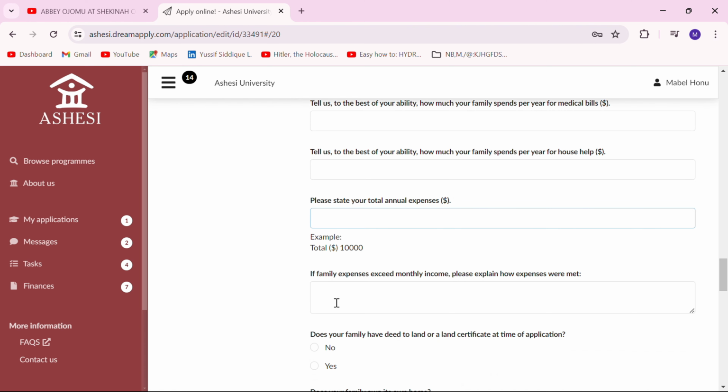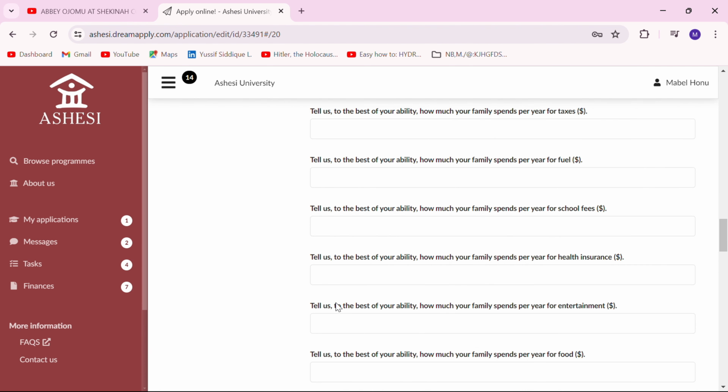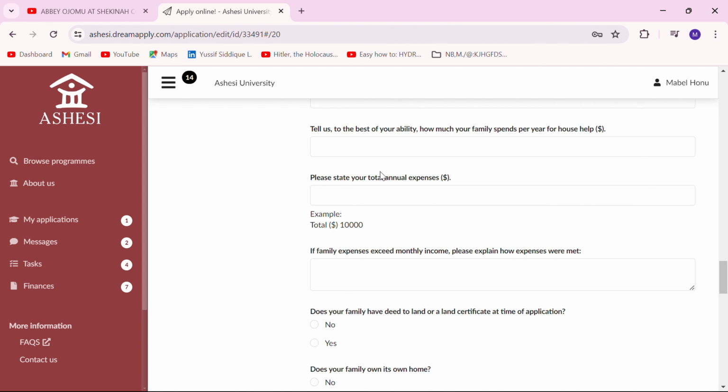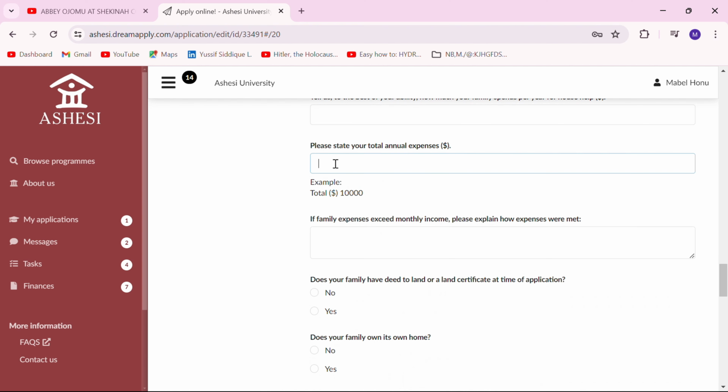So now when you're done, you have to compare your total annual income, which is here, to the total annual expenses. So one may exceed the other. So Ashesi is interested in if your expenses exceed your income. So if your family's income is less than your expenses, which means they are spending more than they are earning, then you have to explain how your family manages to meet the rest of its needs. Because ideally, you can't spend more than them.